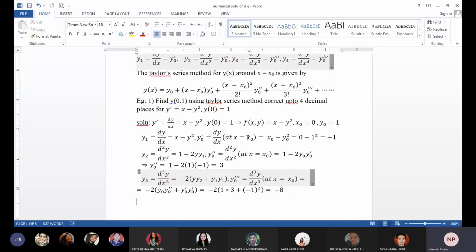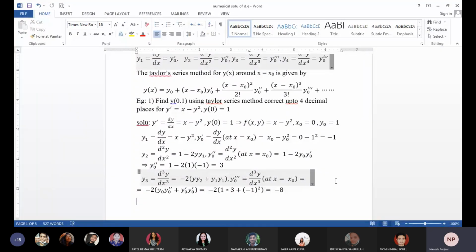Then we had calculated y1. y1 is your dy/dx, that is x minus y square. So y0 dash we calculated, that is the value of dy/dx when x is equal to x0. That means wherever there is x, we have to replace it with x0, and wherever there is y, replace it with y0. So after substituting the values we get y0 dash as minus 1.